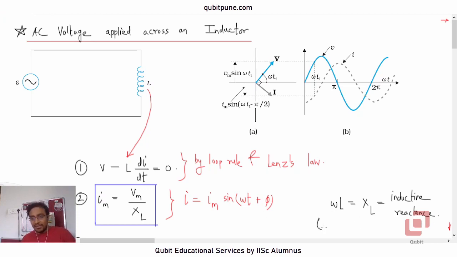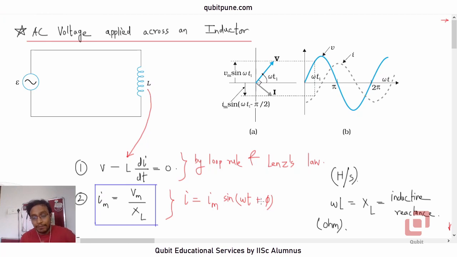Obviously its SI unit will be ohm. Its SI unit will be ohm, and using omega L we get an equivalent unit of ohm, and that will be Henry radian per second or Henry per second, right? Because we don't mention radian, and omega is radian per second, so per second, and L is Henry, so Henry per second is ohm. That is inductive reactance.